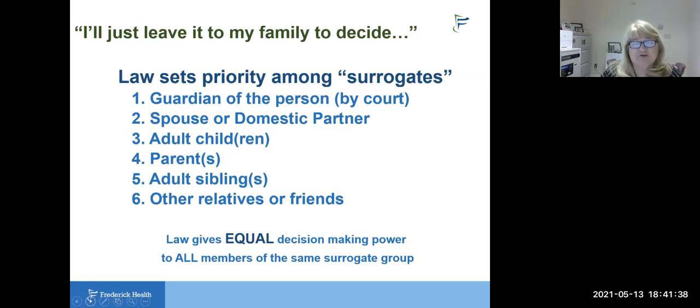And then parents of the patient, if there's no adult children or spouse or guardian. And then they go next to adult siblings, and then any other relatives or friends they look at for surrogate decision makers.